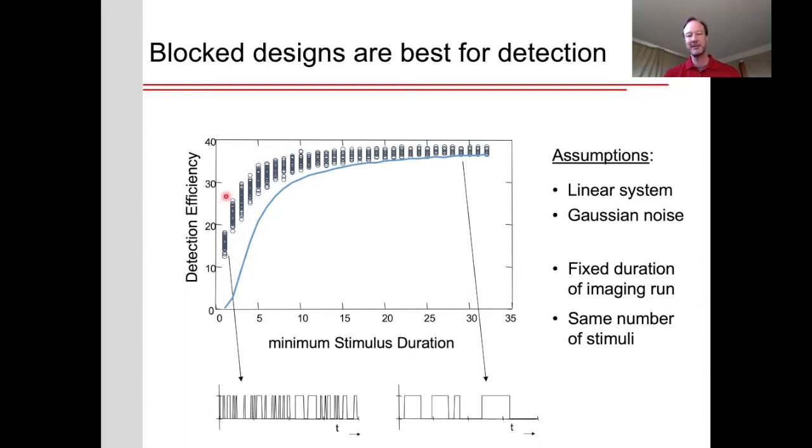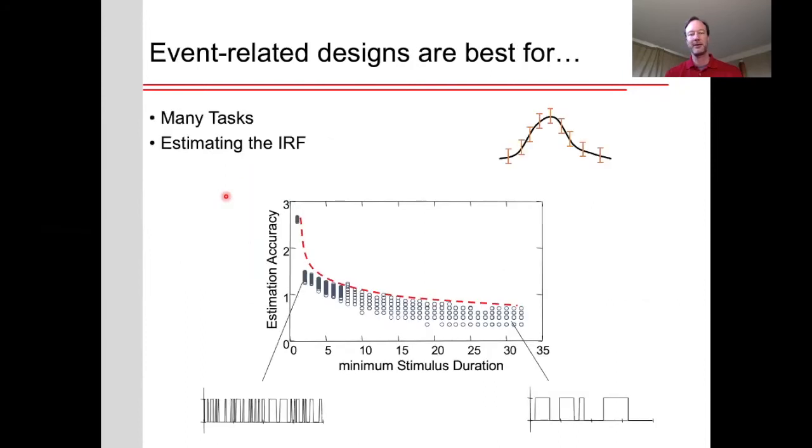But what you see here is that, in general, the detection power is higher the more block-like you get. That is, if you block the stimuli together in these larger clumps, or go to a block design stimulus, these block designs are generally better for detection given a fixed response shape. In contrast, event-related designs, that is where the stimuli are more random over time, are generally better for these deconvolution type analyses where we're estimating the impulse response function shape.